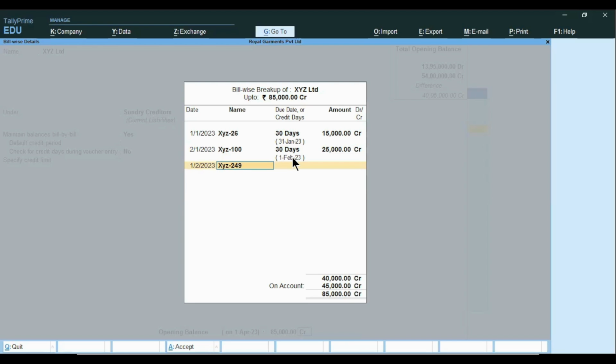249 number bill. And suppose instead of putting days for due dates, we can put the date also. Suppose this bill's due date is 31st of March. We can enter any date. So either you can put the date or you can give the total days for due dates. So it was 45,000. See, total outstanding was 85,000 and the bill wise breakup is first bill of 15,000, second bill of 25,000 and third bill of 45,000 entered.